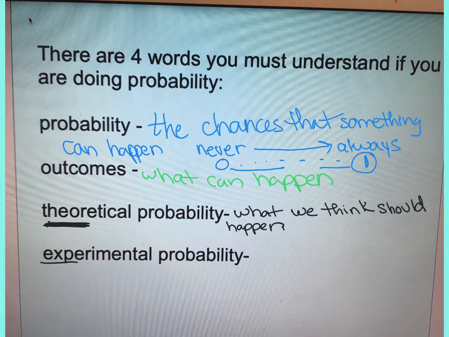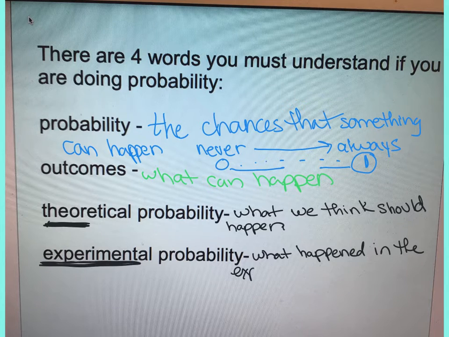And the last thing is experimental probability. And you can kind of see what that means just by that root word too. So experimental probability is what actually happened in the experiment. Okay. So it's what happened in the experiment.